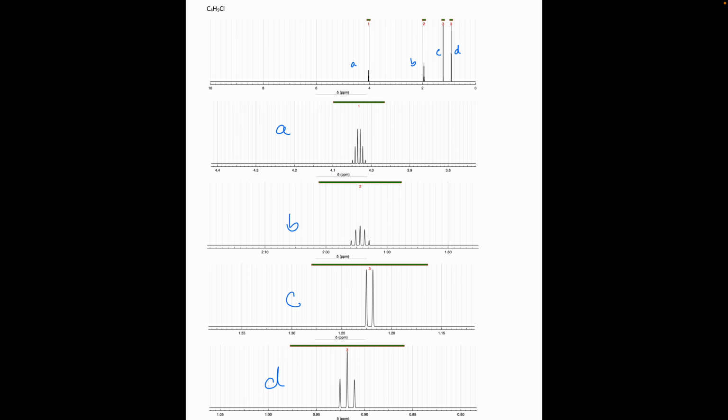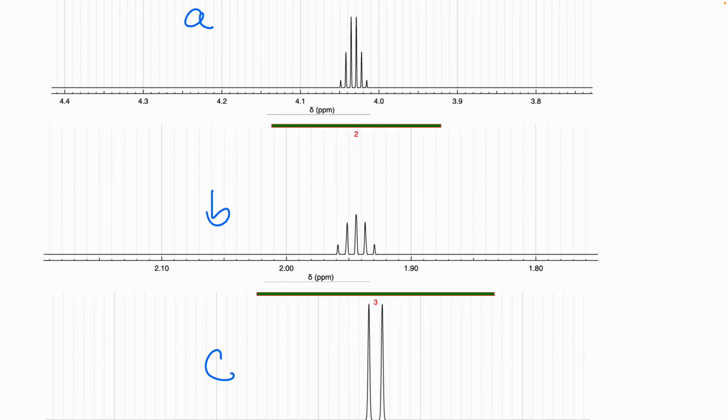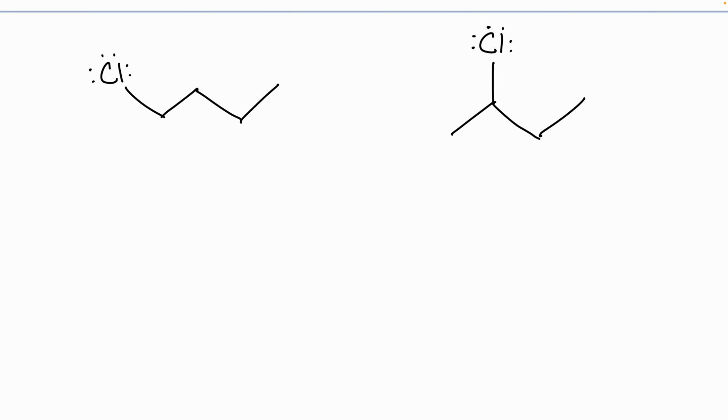Yes, C4H9Cl. And for the sake of time, I'm going to tell you there are a few different structures that we could draw here. I want you to focus on these two. Try to distinguish which one of these corresponds to our NMR data above. It's either the 1-chlorobutane or 2-chlorobutane. All right, so chlorine on carbon 1 or chlorine on carbon 2.